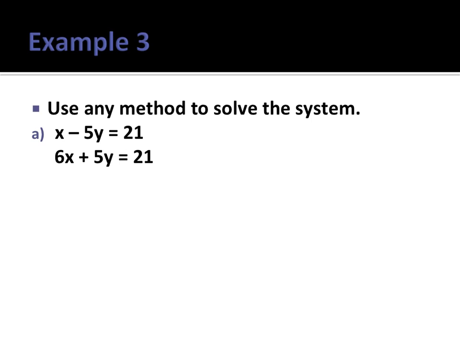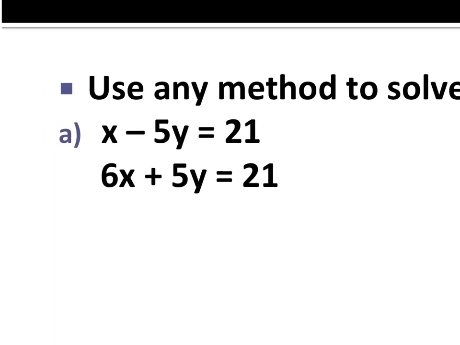Okay, now it says use any method to solve the system, which means you now have 3 to choose from: graphing, substitution, and elimination. Obviously, if you've got the graph paper, you can use the graphing, but it's probably not going to be your first choice. Then you would look to see, is one of the equations solved for a variable already? For example, if this top one had said x equals 21 plus 5y, then I would say that's set up for substitution. But because the variables are set up in line, one is positive, one's negative, it's going to cancel out. This is definitely an option for elimination.